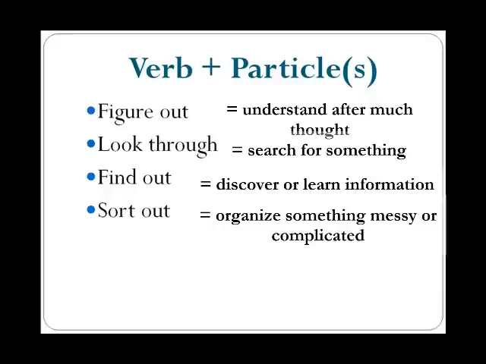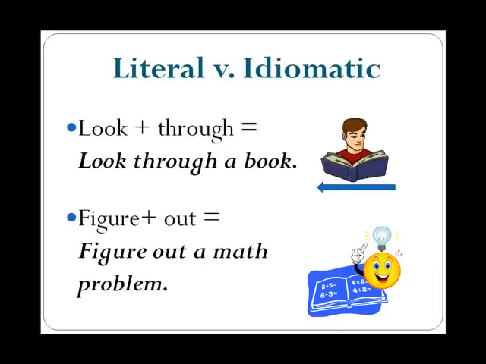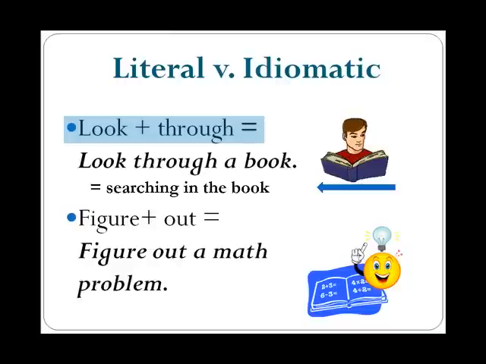Learning the definitions of phrasal verbs is probably the biggest challenge for students. After all, there are hundreds of phrasal verbs used in English. The definitions of some phrasal verbs are rather easy to understand because they're more literal. That means their meanings are still close to the original definition of the verb. For example, look through. Look means to see with your eyes. To look through a book means you're searching through the book. You're using your eyes and you're going from one end of the book to the other, searching for information.